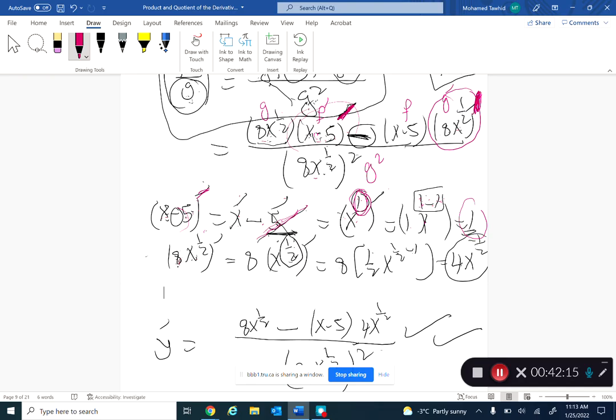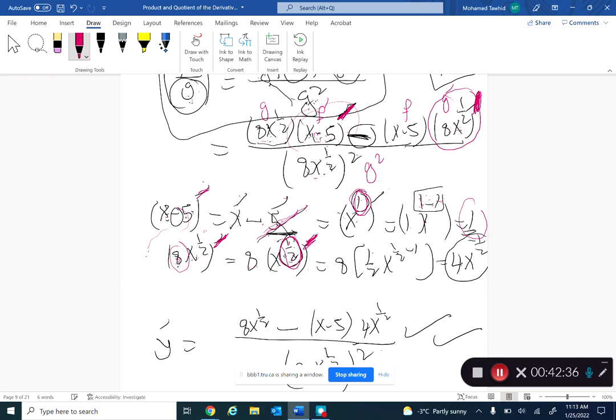Whenever you have a constant multiplied by something inside the derivative, you can take the constant outside of the derivative. So I grab 8 out. When I grab 8 out, what do you have left? You have x to the power 1 over 2, prime. What is your n? Your n here is 1 over 2.